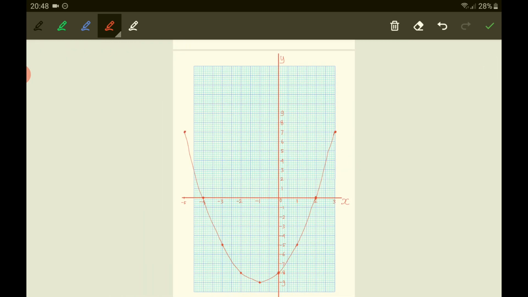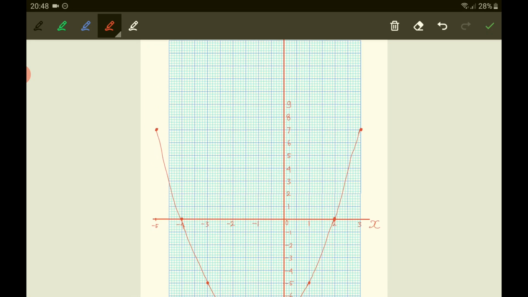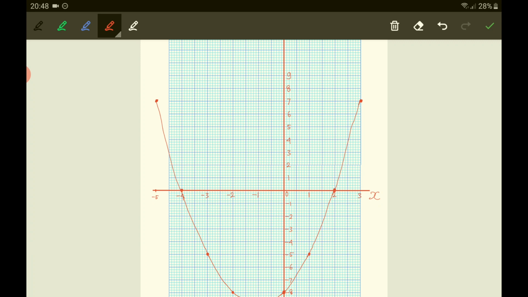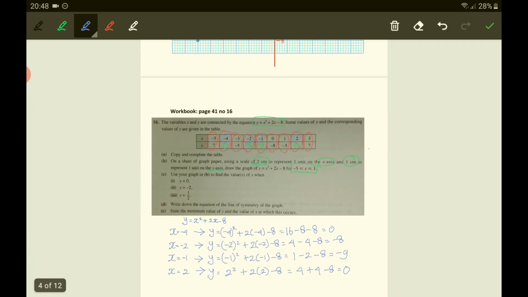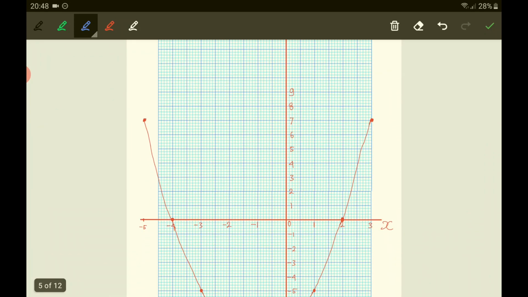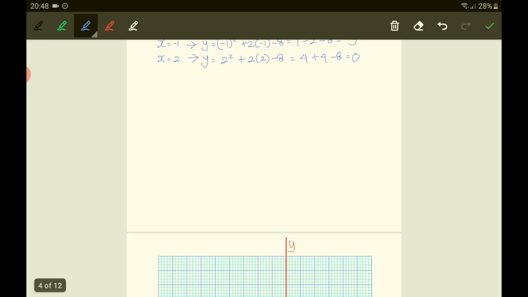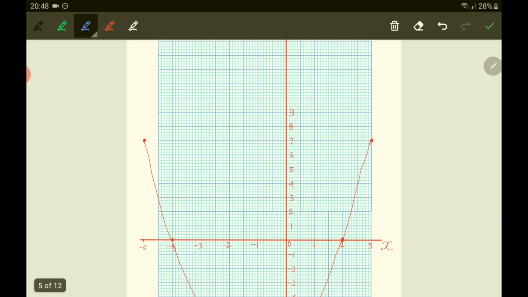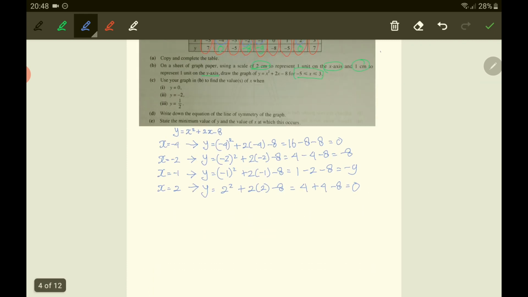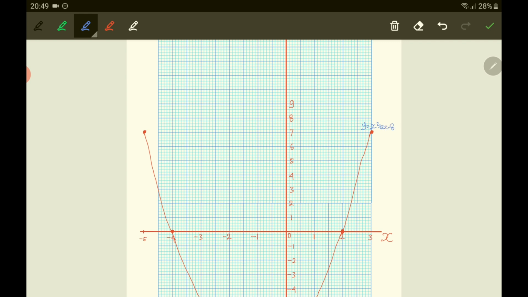So this is the graph that we have. Okay, so this is the graph already finished for the second part. Okay, we already drew the graph, and don't forget to label it, yeah. So the name of the graph here is y equal to x square plus 2x minus 8.